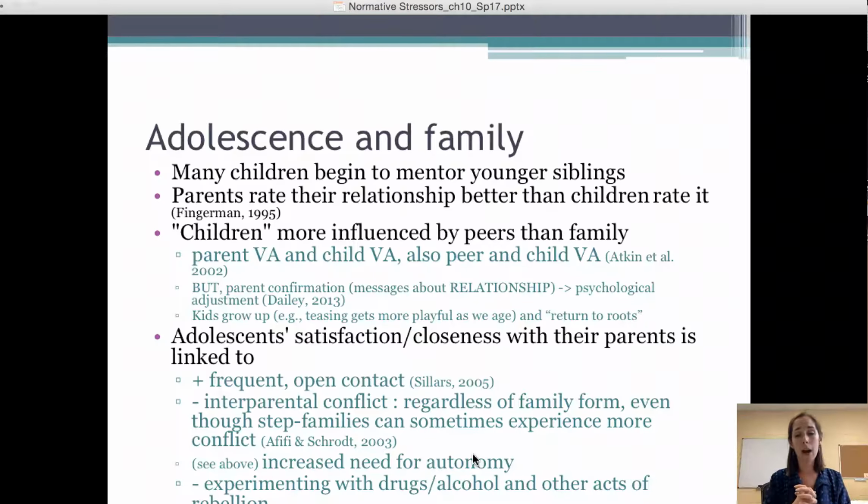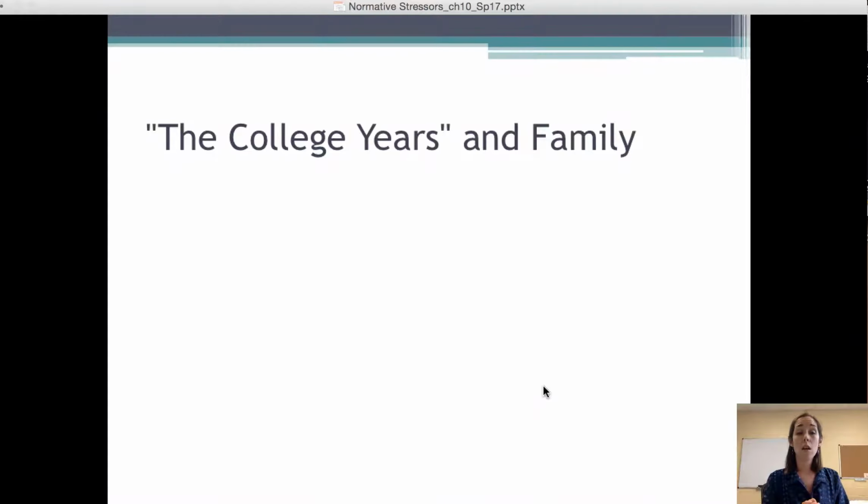Bad news: high levels of unresolved conflict, and certainly abuse. And there's an increased need for autonomy in adolescence. When there's an increase in autonomy, and a decrease in experimenting with drugs and alcohol and other acts of rebellion, that's when we see adolescent satisfaction go up. So that's what those are all about.